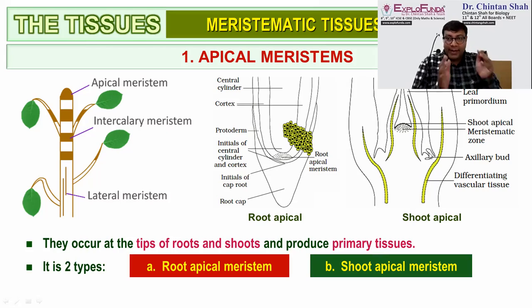So for a while, just look at all the labelings again, because we are going to talk about that in the next slides. So assume that this is a pen and central cylinder is there. On either side of the central cylinder, there is a cortex. Outside of the cortex will be a protoderm. And then at the base, there will be the root apical meristem, and on either up and down side will be initials of central cylinder as well as cortex. Then there is a root cap, and initials of root caps are over here.